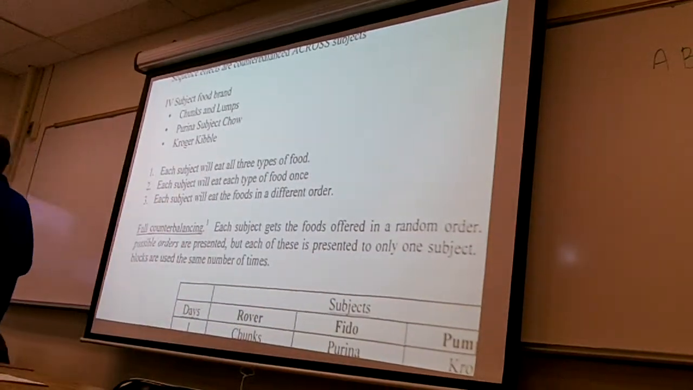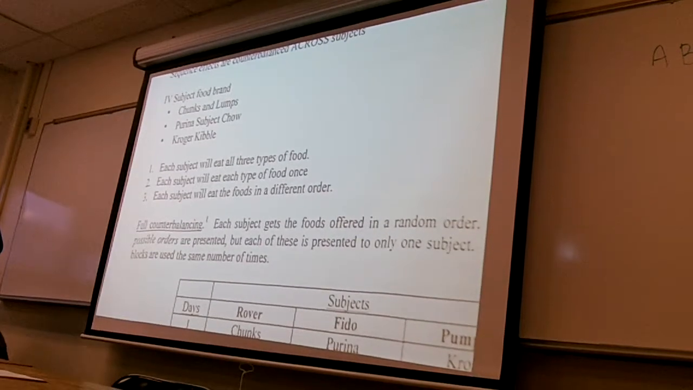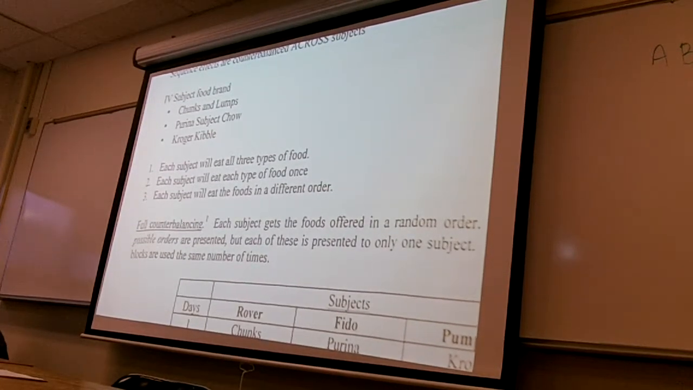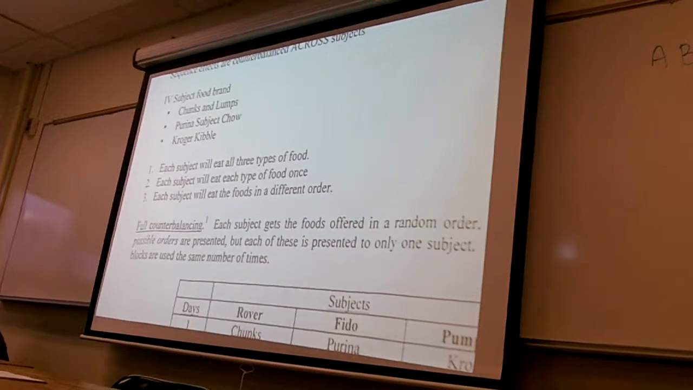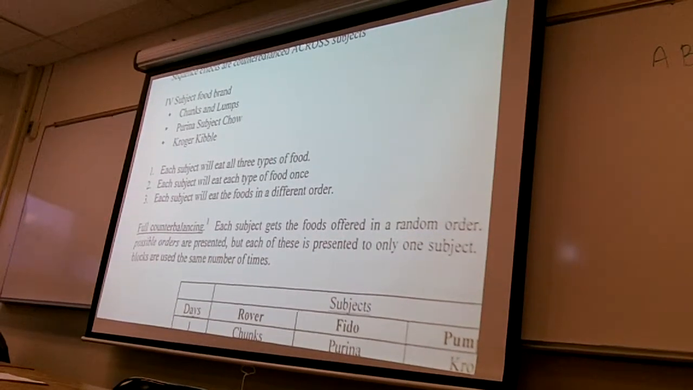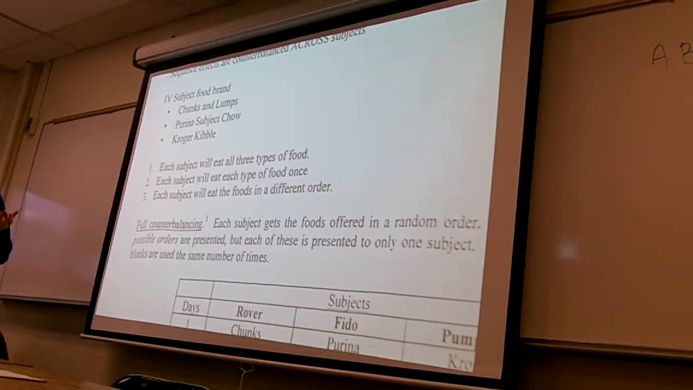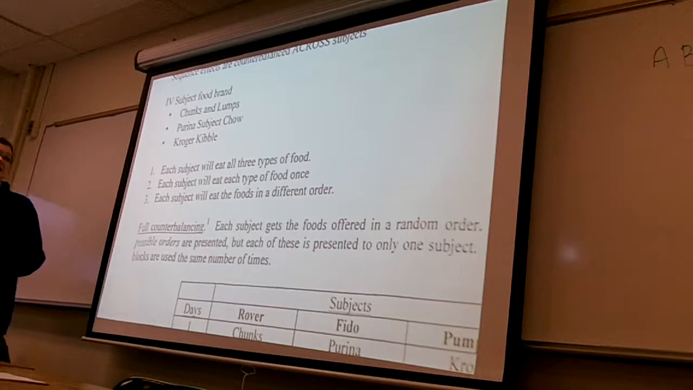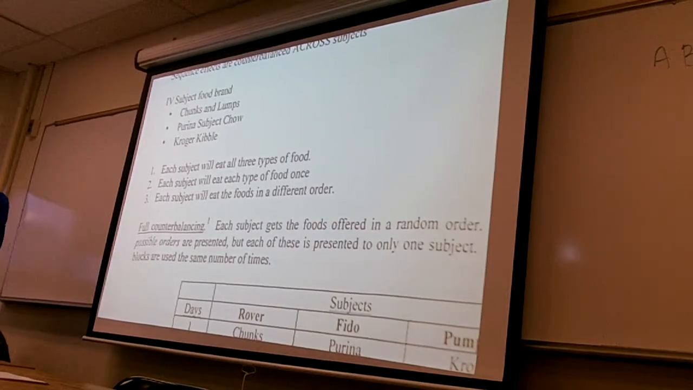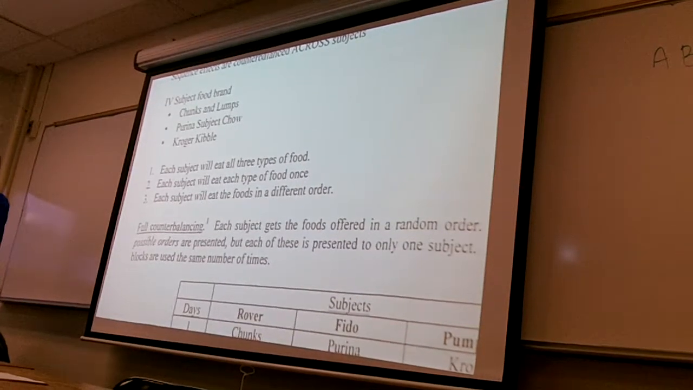Each dog is only experiencing each food one time. An incomplete within subject's design involves each condition being experienced once and only once. So each dog's going to get all three types of food. That's what makes it a within subject's design. Each dog is going to get each food only one time. That's what makes it an incomplete design. And we're going to deal with sequence effects by counterbalancing, switching up the order.